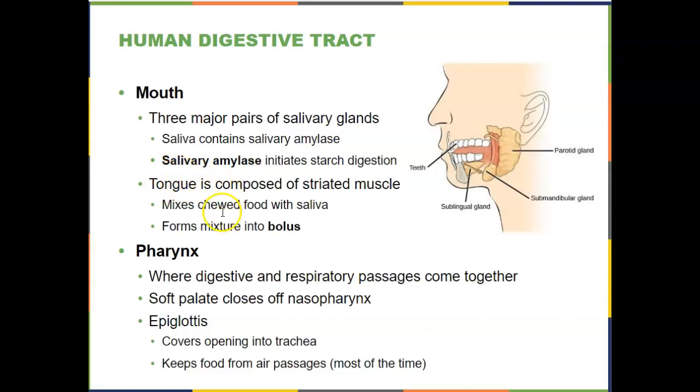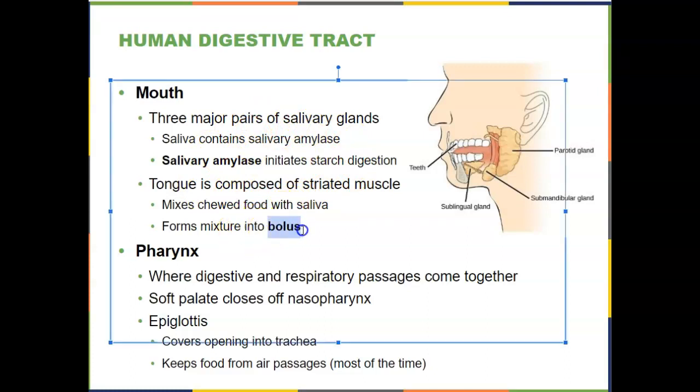Tongue and teeth and cheeks and lips all contribute to manipulating that food as it's ingested, as it's chewed, and then swallowed in the form of a bolus, which is a semi-liquefied pile of food.